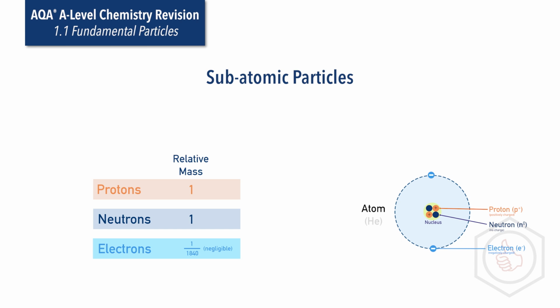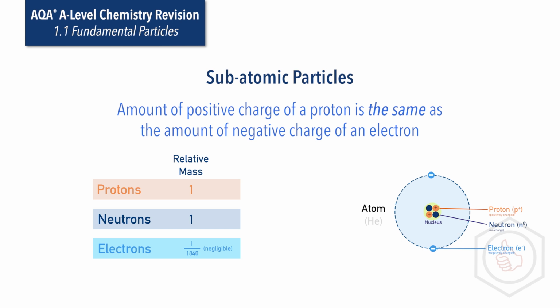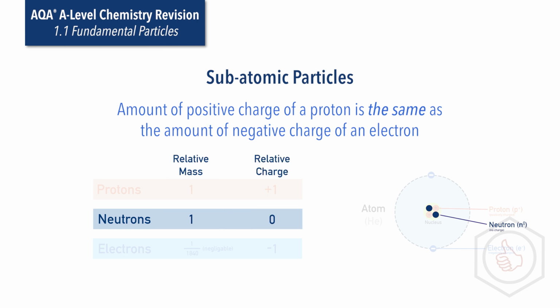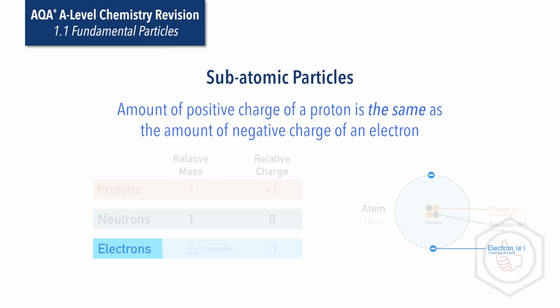The amount of positive charge of a proton is the same as the amount of negative charge of an electron, just opposites. So because of this, we assign a proton a relative charge of +1 and an electron a relative charge of -1. To summarize then, a proton has a relative mass of 1 and a relative charge of +1 and is found in the nucleus of an atom. A neutron has a relative mass of 1, a relative charge of 0, and is also found in the nucleus. An electron has a relative mass of approximately 1/1840 and a relative charge of -1 and is found surrounding the nucleus of an atom.